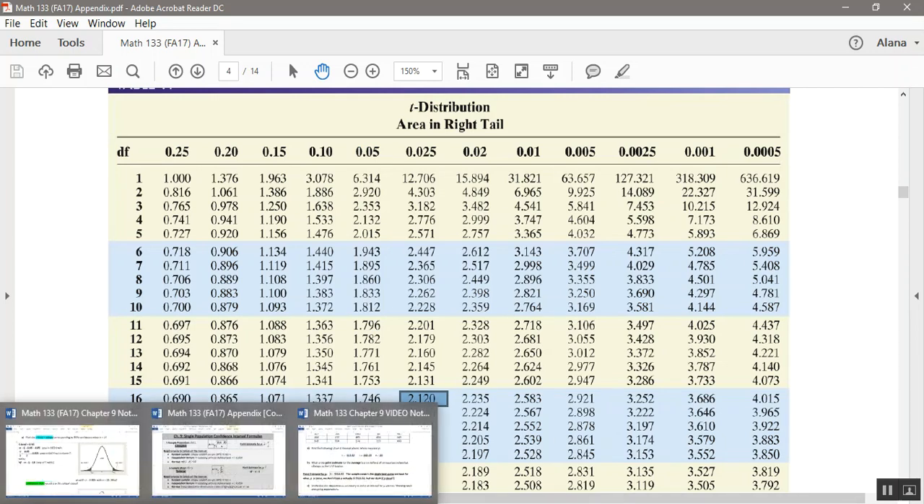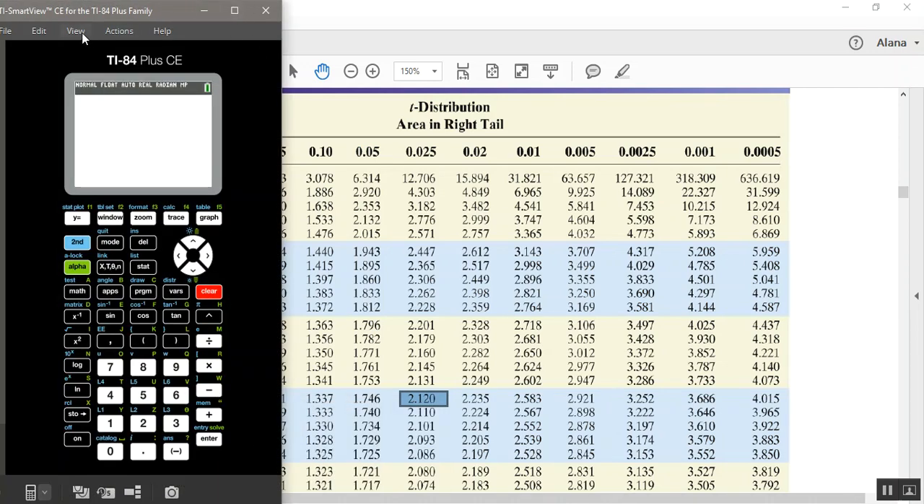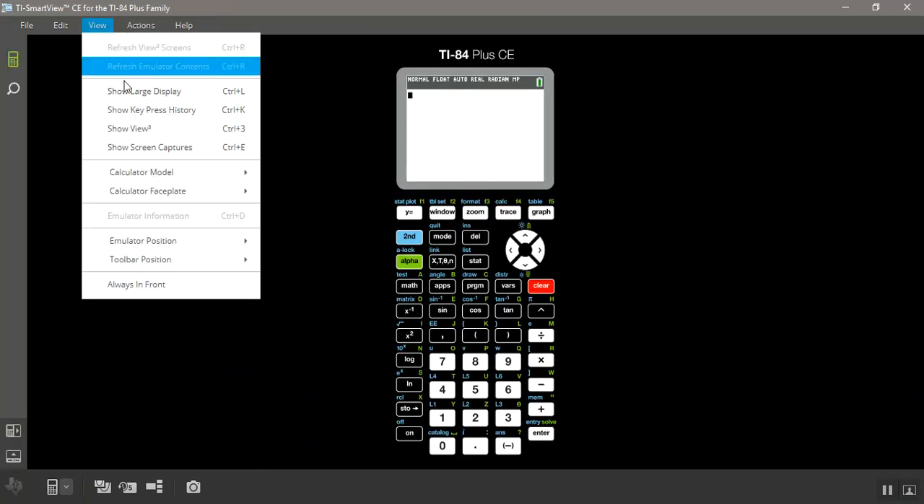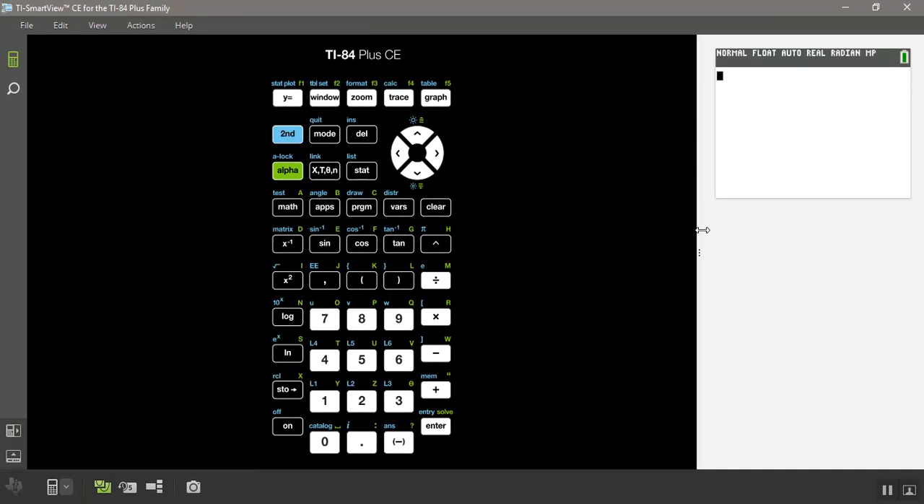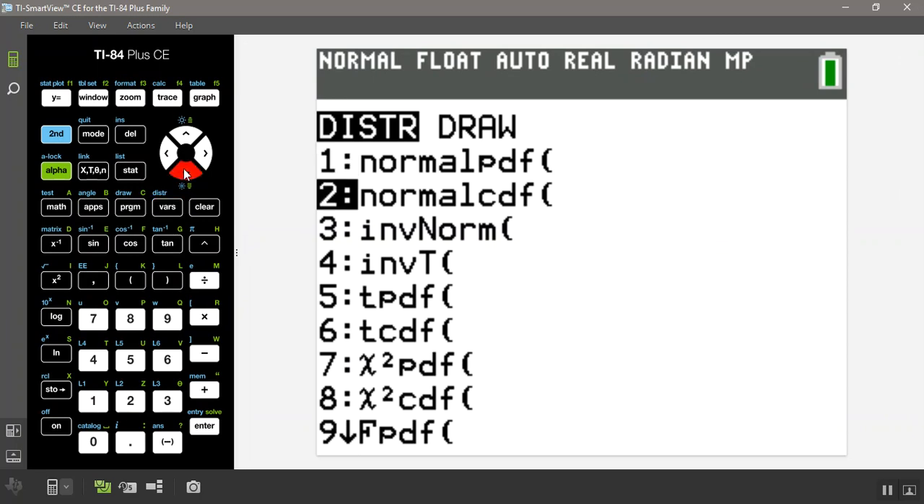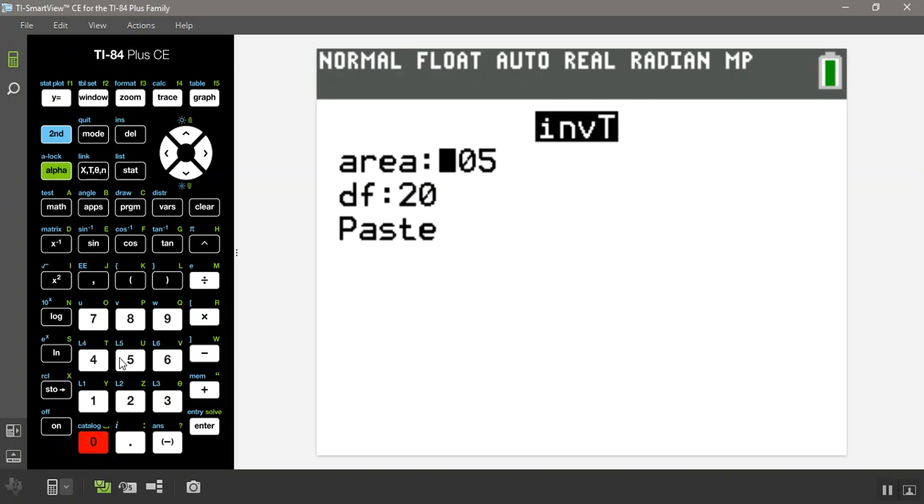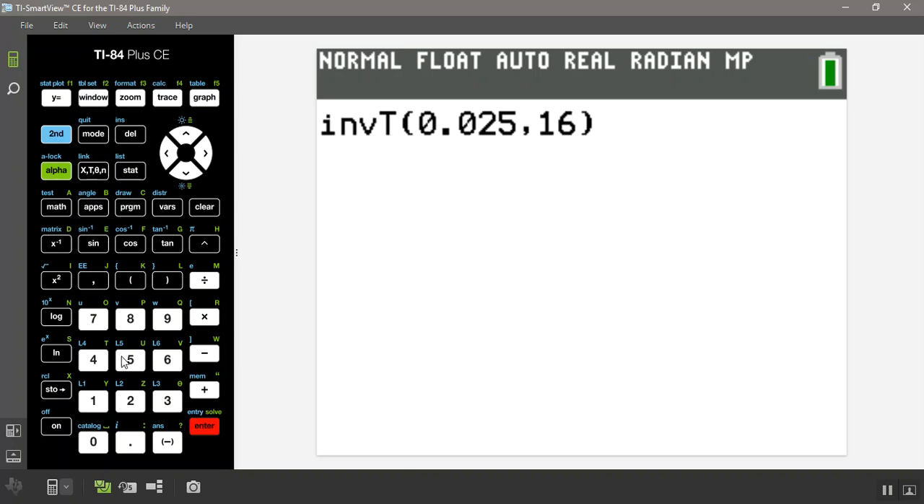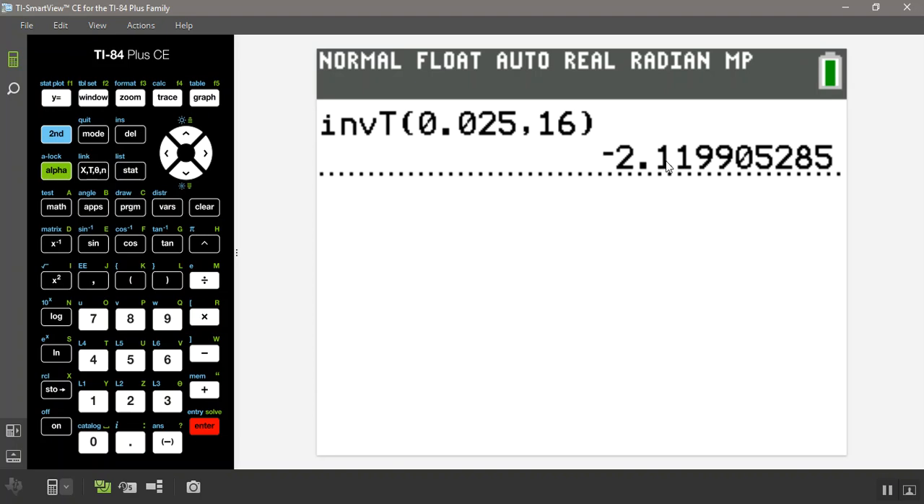Now if I go to the calculator, I can get the same value. Let me change my view here so you can see it. There you go, nice and large. So I'm going to go to the second distribution menu, same place you go to get inverse norm, but I'm going to get inverse t. So inverse t, 0.025, degrees of freedom is 16. I'm going to paste that and then press enter. It takes it a second, but there it is.